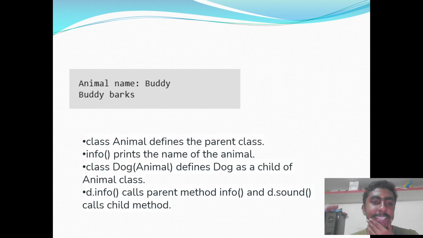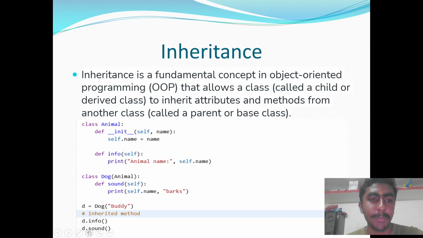In this example, it's clearly given: class Animal. This class has a constructor, def __init__, with self and name. We are taking one attribute, which is name, from the object, and initializing self.name equal to name. After that we have a method called info, where we print the animal name, comma, self.name. Another class is there called Dog, which inherits the Animal class, and def sound(self) prints self.name and bark.